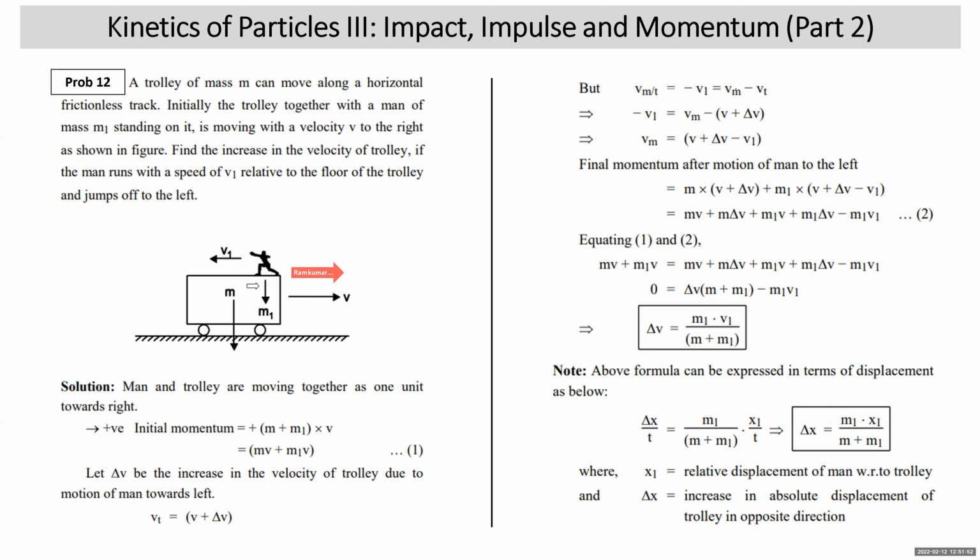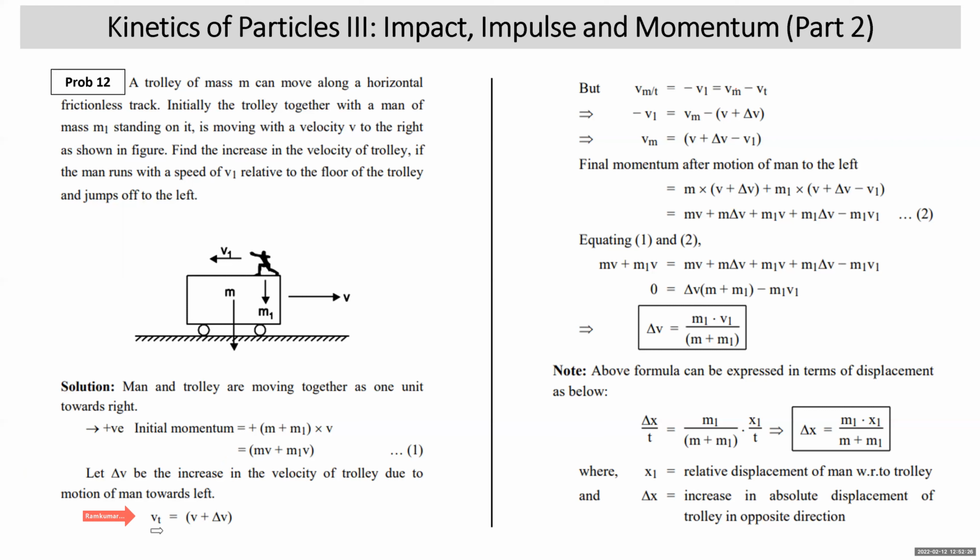This velocity will be, of course, with respect to the trolley. Man and trolley are moving together as one unit towards the right. So the initial momentum of the system is the total mass of the man and trolley, m plus m1, into v. Now let delta v be the increase in the velocity of the trolley due to motion of the man towards the left. As the man runs towards the left, there will be an increase in the velocity of the trolley towards the right. That is delta v. Now Vt, what is it? It is V plus delta v.